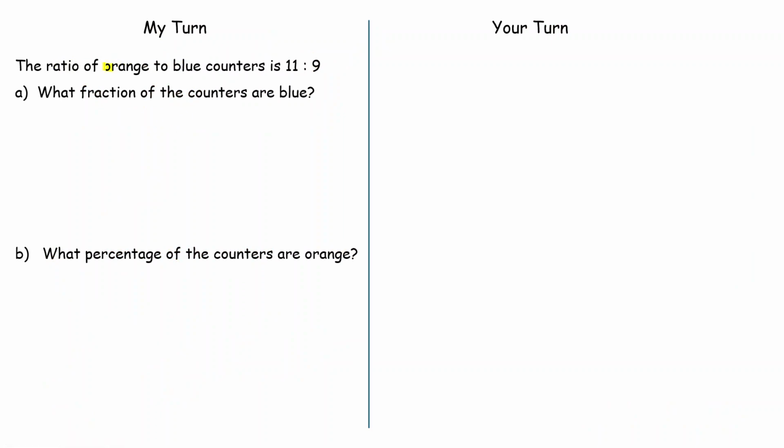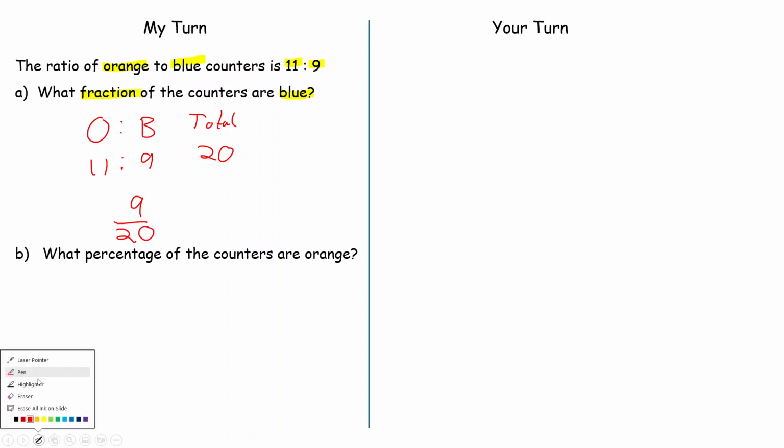So the ratio of orange to blue counters is 11 to 9. What fraction of the counters are blue? So let's get into it and let's write things out properly. You've got orange to blue in the ratio 11 to 9, and you've got a total of how many there? Well, 11 plus 9 is going to give you 20. So we're saying what fraction of the counters are blue? You've got 9 blue out of a total of 20, so it's going to give you 9 out of 20. That is simply your answer for this one, 9 out of 20.